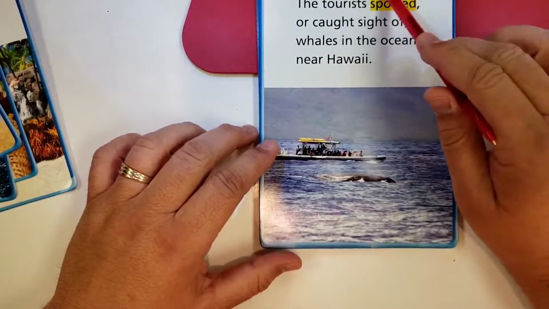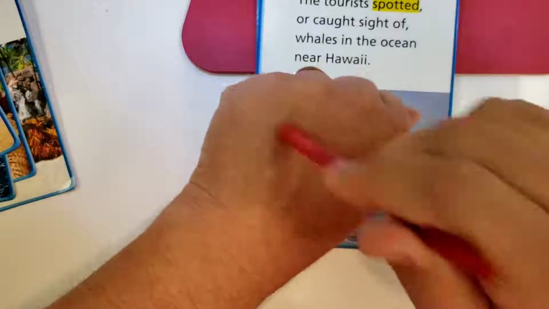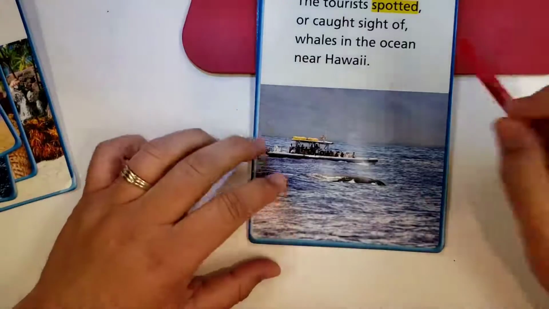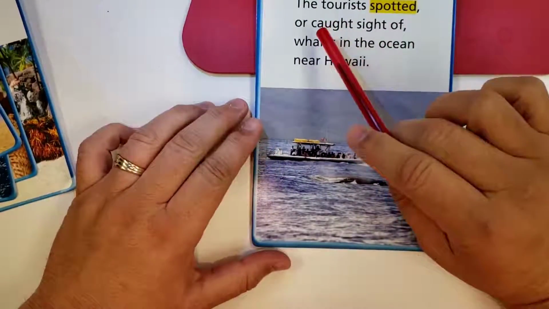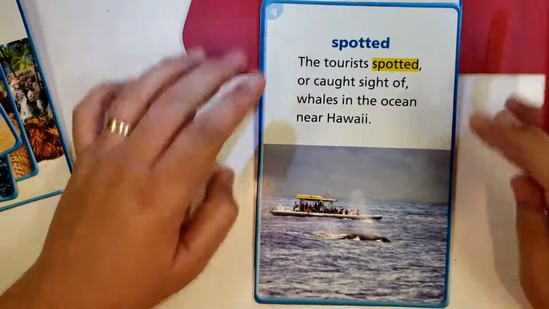Now, the word spotted, there are multiple meanings here. One, spotted means that it's covered with spots. Like if you have chicken pox, your hands will definitely be spotted. This one, though, let's read the definition and see what they're talking about. It says the tourists spotted, oops, let me bring it down, sorry about that, spotted.